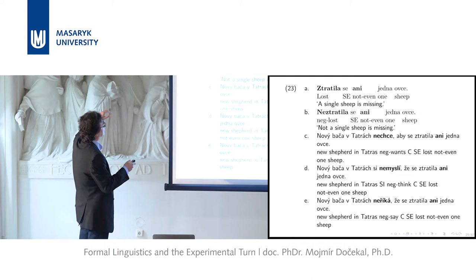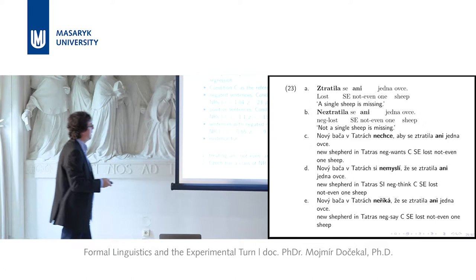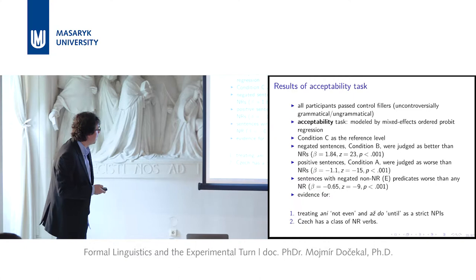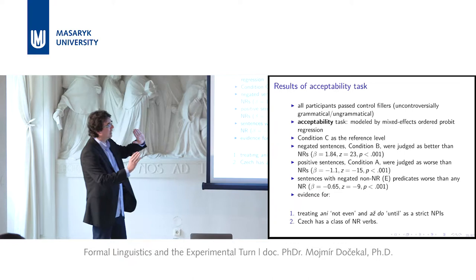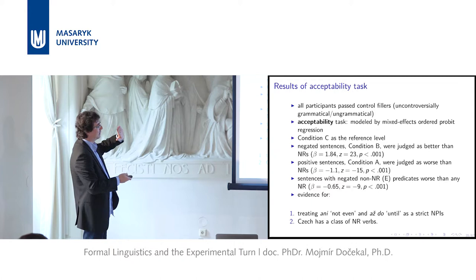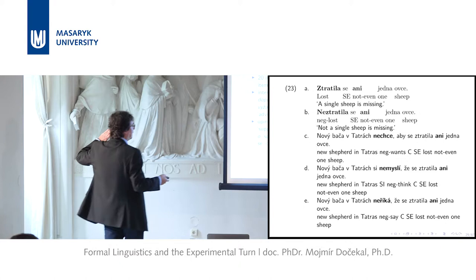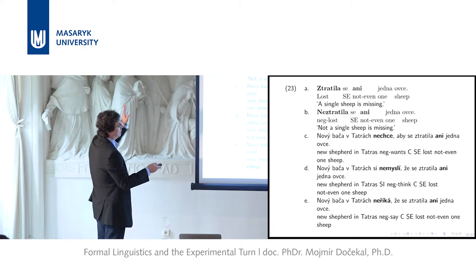That's what the computation tells you. And what is even more important for the linguistic part of the experiment is that when you look at negators, verbs like want are still much better than communication verbs or non-negators, verbs like say. So there is a statistically significant difference between, let's say, "new shepherd doesn't want blah blah strict NPI" and "new shepherd doesn't say blah blah strict NPI."